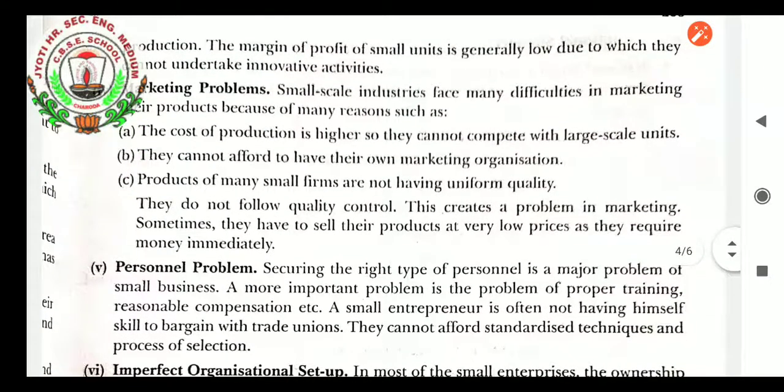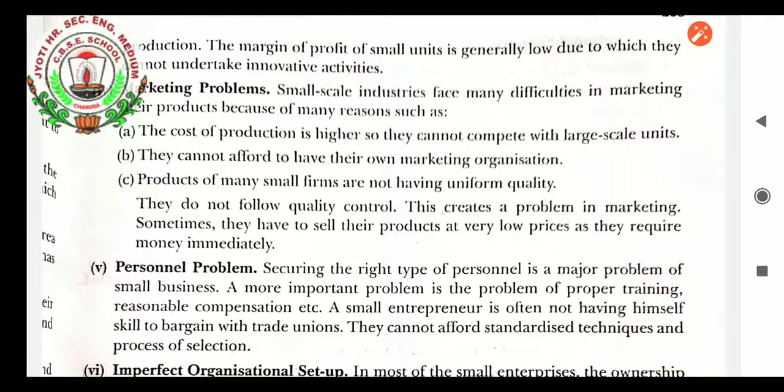Marketing problem. Definitely this is another big problem of small scale industry. They have quality products, but they do not make the effort to market the product, and this makes the demand for the product go down, because if we supply the product in the market after a delay, then its demand will go down.